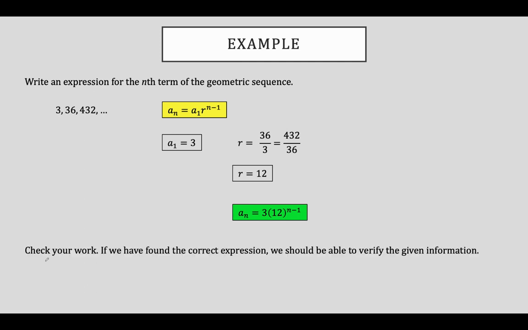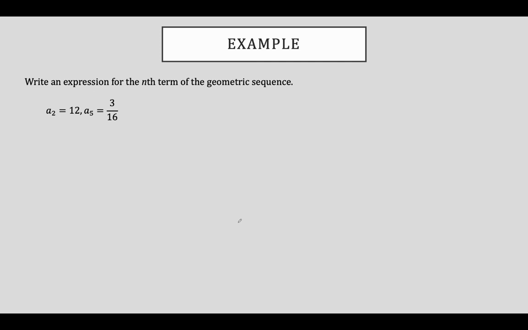And again, we can check our work. If we have found the correct expression, we should be able to verify the given information. The first term is 3. That means if I plug in 1, I have to get out 3, which I do. The second term is 36. If I plug in 2, I have to get out 36, which is also true. The third term is 432. That means if I plug in 3 for n, I get out 432, which I most certainly do. Let's look at a couple others.